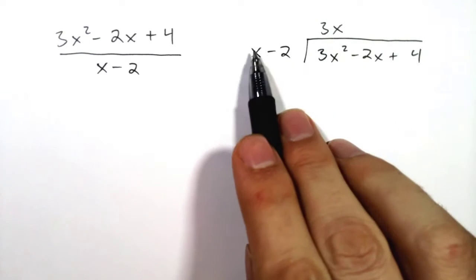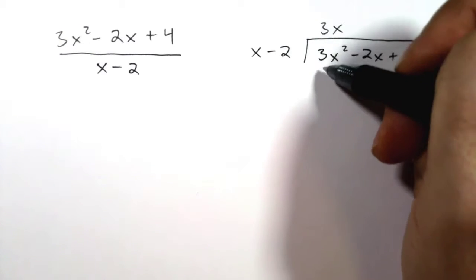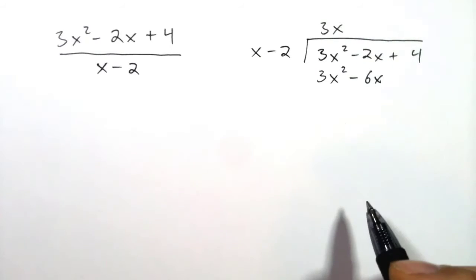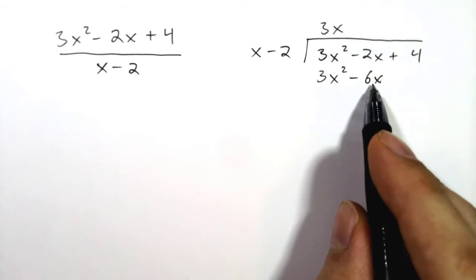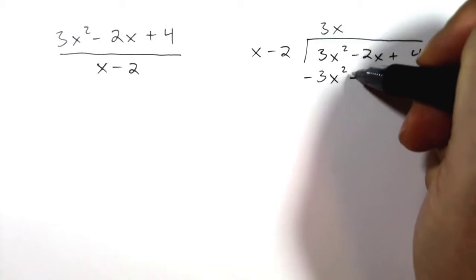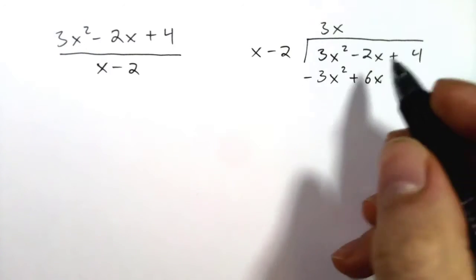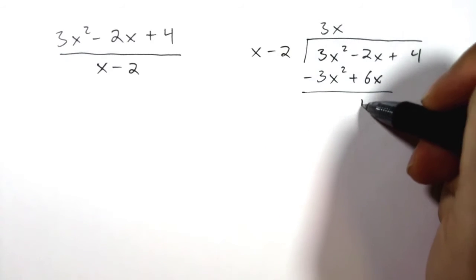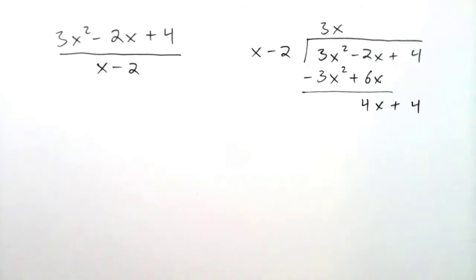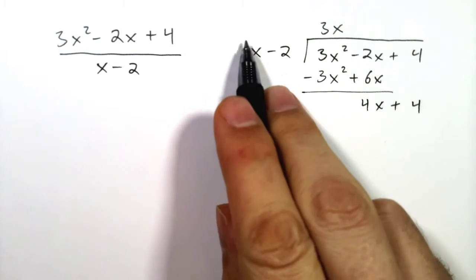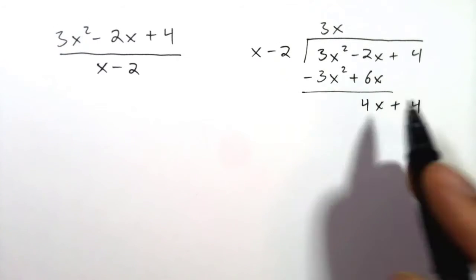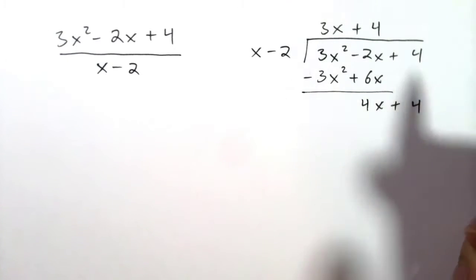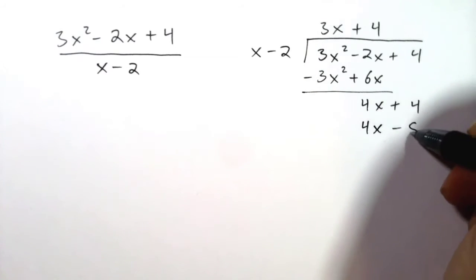We're going to take this, multiply it by this expression, and we're going to subtract these. Subtracting is the same thing as adding the negative. So I'm just going to negate everything, and I'll add. These cancel out, and I get 4x plus 4. Now I ask myself, how many times does x go into 4x? Well, it goes in there 4 times. Now I multiply, and I get 4x minus 8.